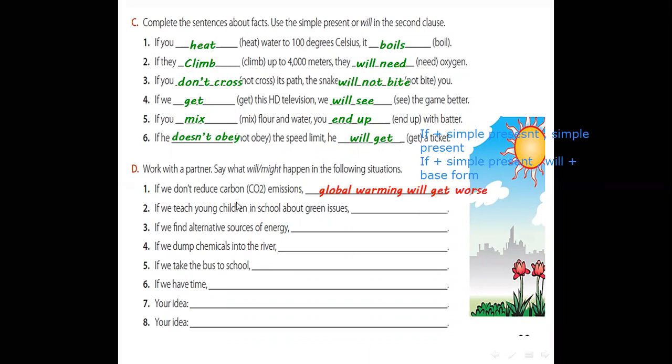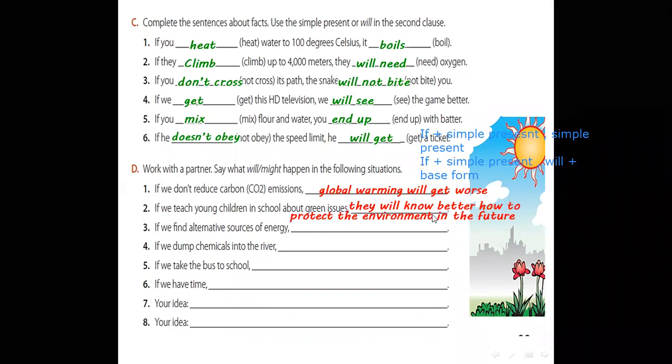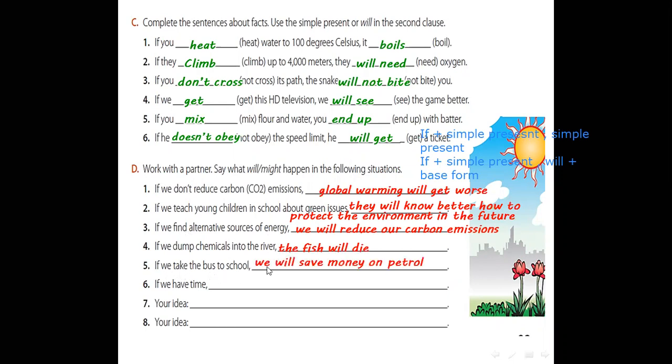Future simple. If we teach young children in school about green issues, they will know better how to protect the environment in the future. If we find alternative sources of energy, we will reduce our carbon emissions. If we dump chemicals into rivers, the fish will die. If we take the bus to school, we will save money on petrol.